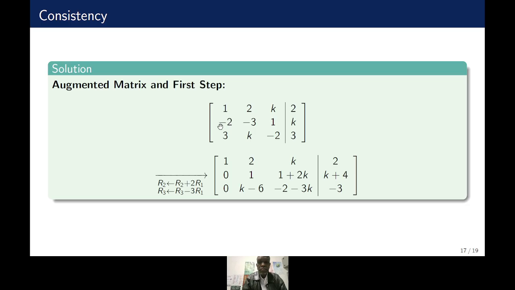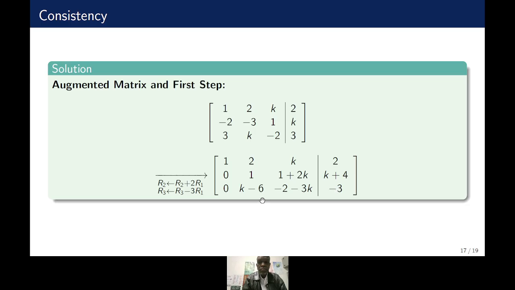We want to eliminate this 2, so we just take row 2 and add it to 2 plus row 1. You want to eliminate this 3, so just take row 3 and subtract 3 times row 1. If you do that, you have this. These are the solutions that we have: 1, 1 plus 2, and k plus 4. Then for the second one, we have this, that, and that.